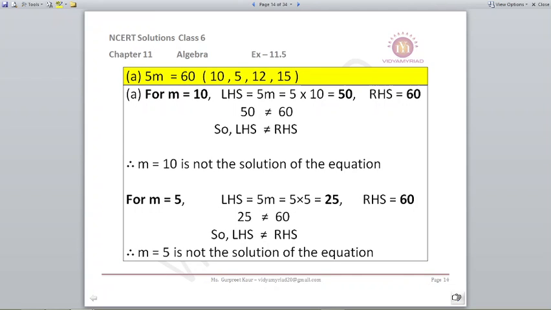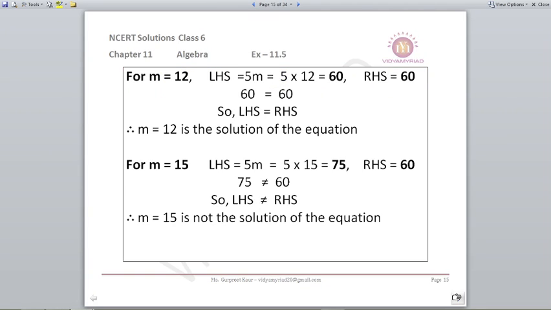Number 1. 5m is equal to 60 where m is equal to 10. So 5 into 10 is 50. 50 is not equal to 60. So m equal to 10 does not provide the solution to the equation. When m is 5, so what is it? 5 into 5, 25 and 25 is not equal to 60. So m is equal to 5 is not the solution.